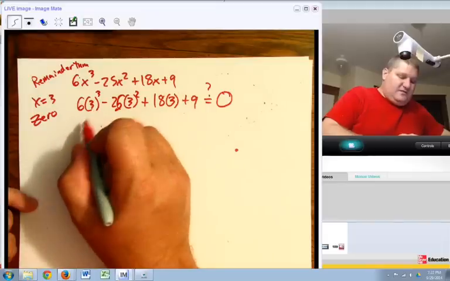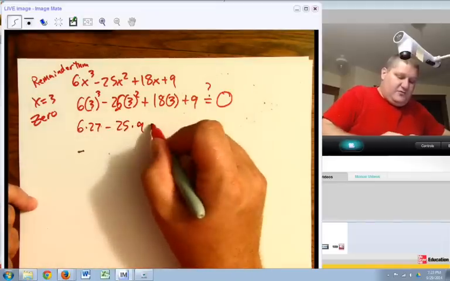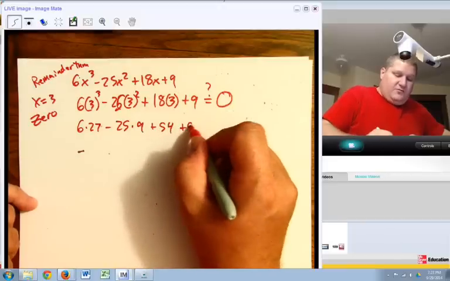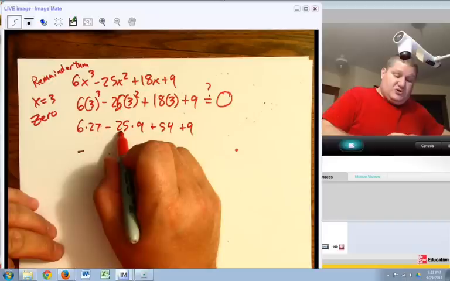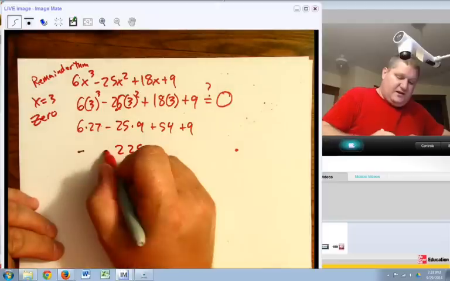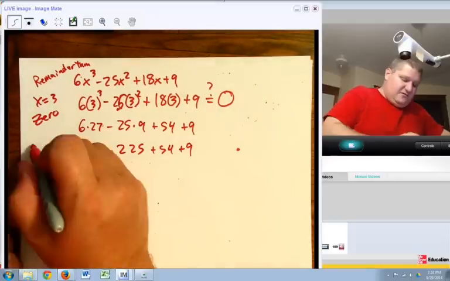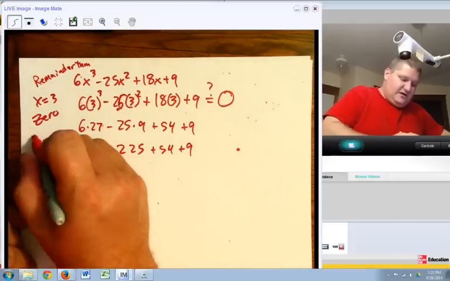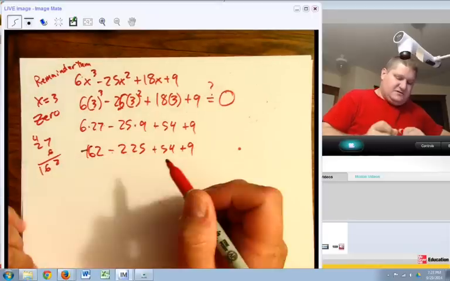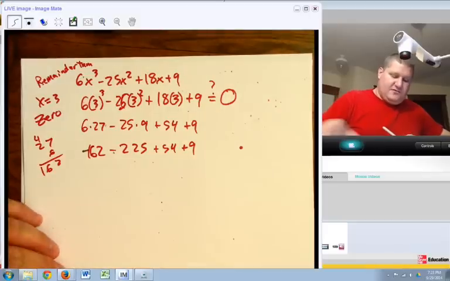Well, that's going to be 6 times 27 minus 25 times 9 plus 18 times 3 plus 9. This is going to turn into 225, negatively speaking, plus 54 plus 9. 6 times 27, well, I have 162, if I'm not mistaken.